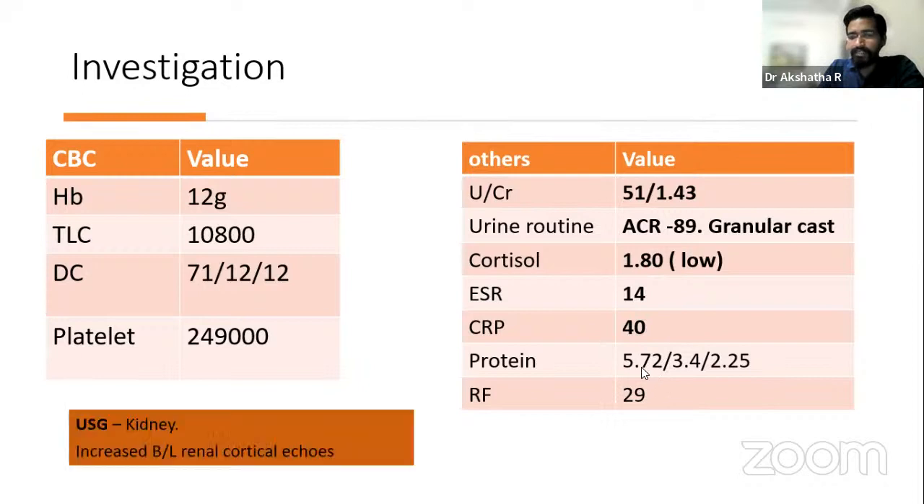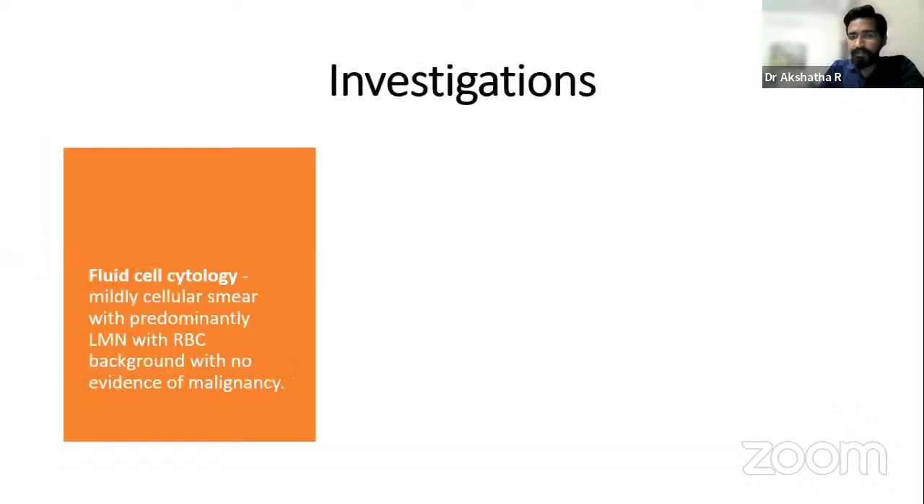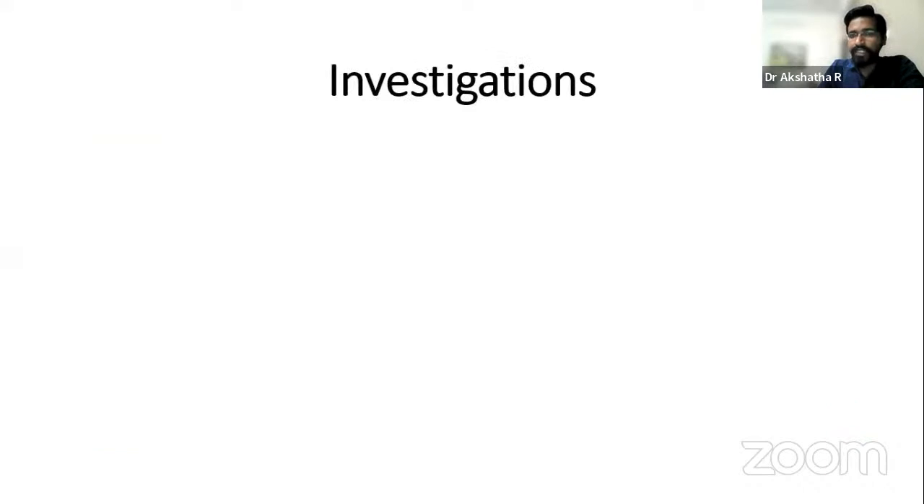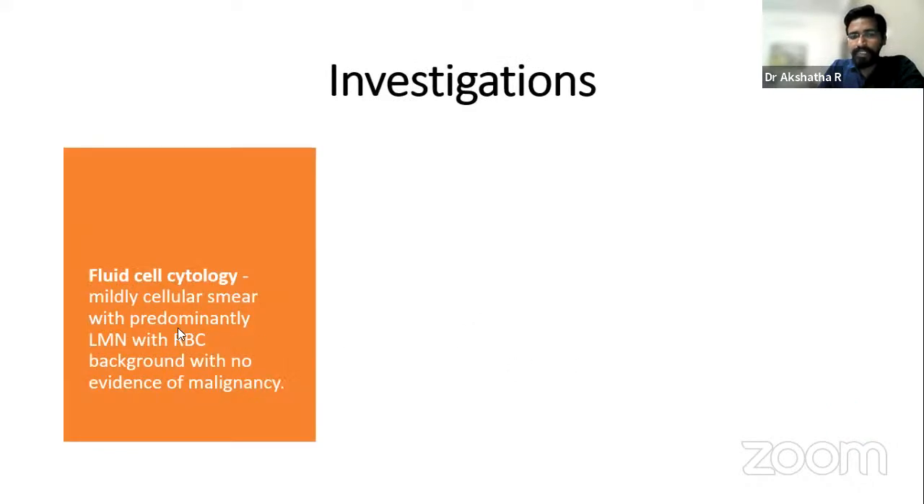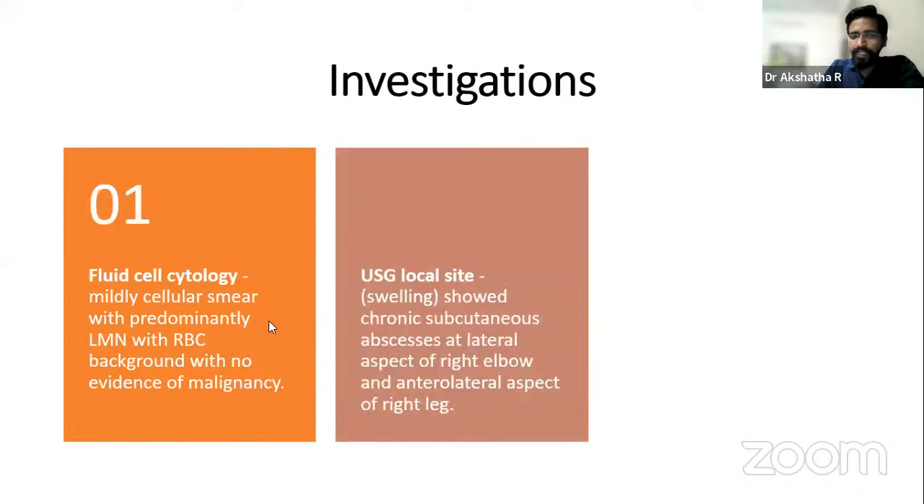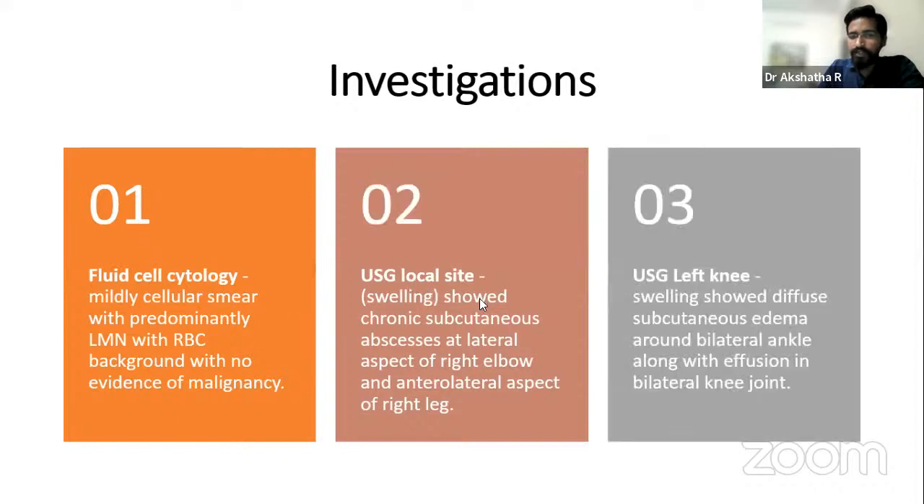Even rheumatoid factor is very high. We went for ultrasound, which shows altered renal echoes and abnormal size. Whether it is AKI or CKD was not mentioned clearly. Then we went for the first aspiration. It showed only mild cellularity, lymphomononuclear cells with RBC. There is no evidence of any tumor or malignancy. The ultrasound shows he had multiple lesions.